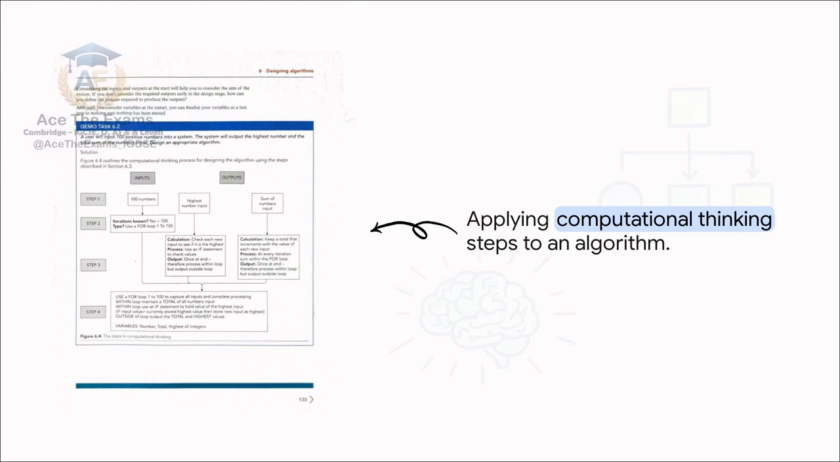Look at the breakdown here. Step 1, identify inputs and outputs. We need to input numbers and output the total and the highest value.